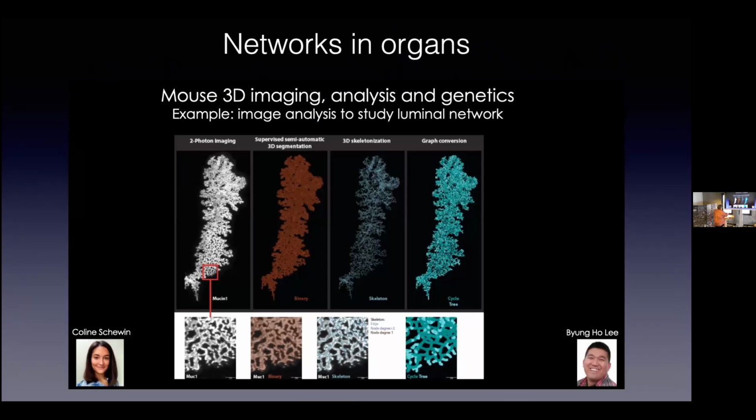They do this 2-photon imaging, and then they segment. So network segmentation in 3D is a nasty job. But they do the segmentation, they do skeletonization, and they convert it to a graph, right? So there are these multiple steps to ultimately get a network out of it. And in this particular case, they're parsing out the cyclic part and the tree-like part. The dark blue is the cyclic part, the lighter blue is the tree-like part.